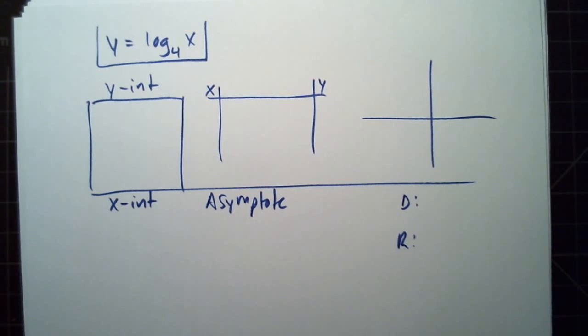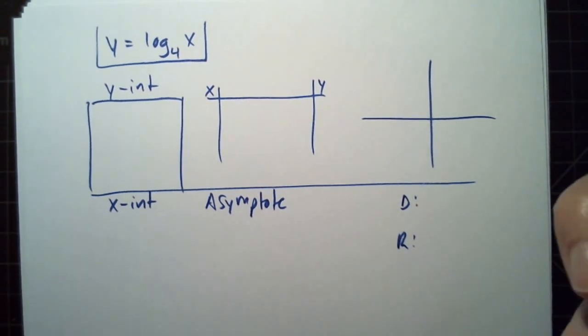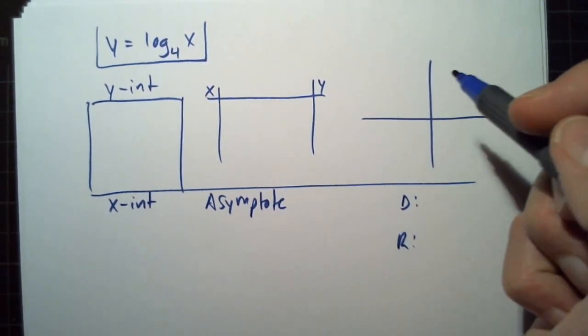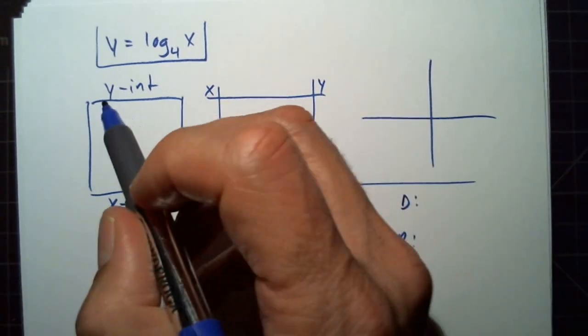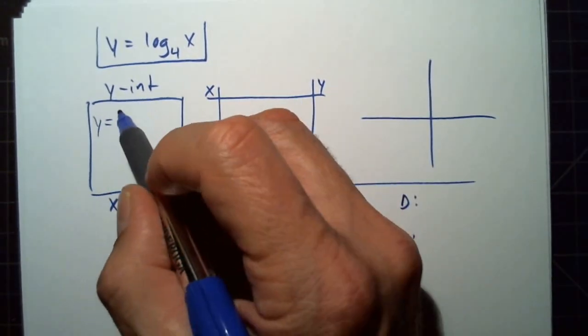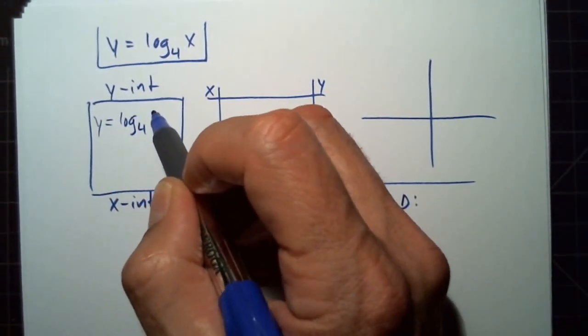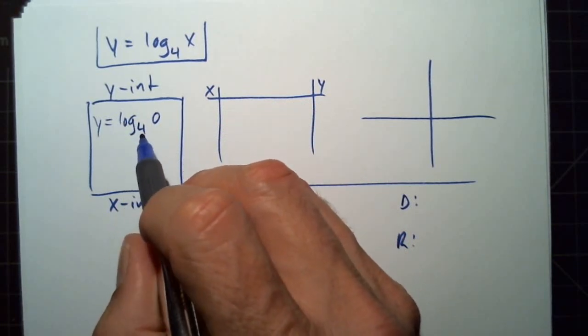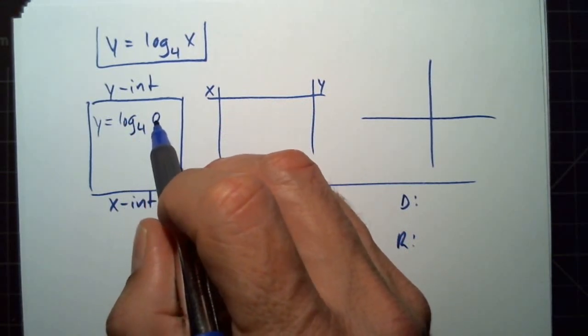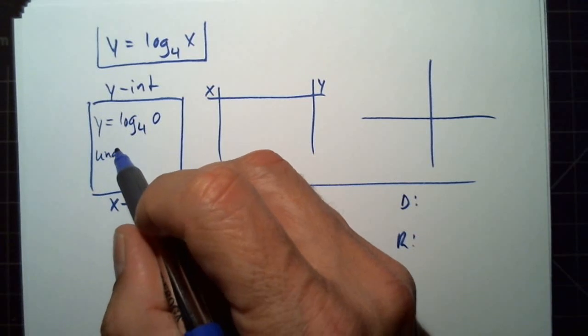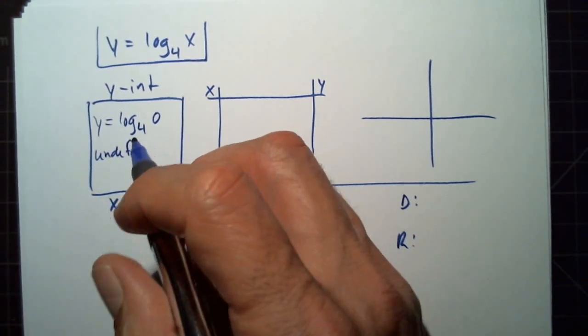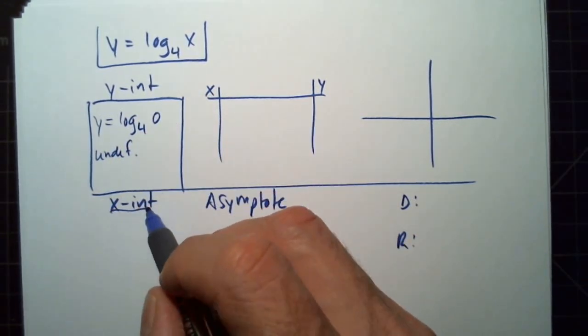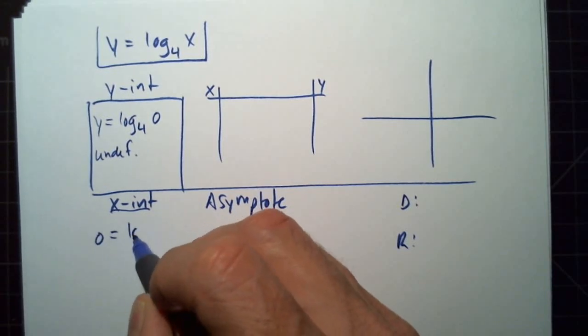All right. So here's one where there are no transformations. Let's just see where the shape of the graph comes from. Make the x 0. This says, find the exponent of 4 that gives you a value of 0, and that's undefined. There is no value of 4 that will give you 0. So there's no y-intercept. Let's look for the x-intercept.